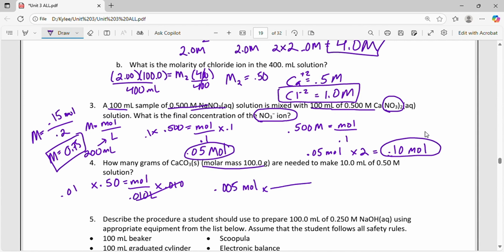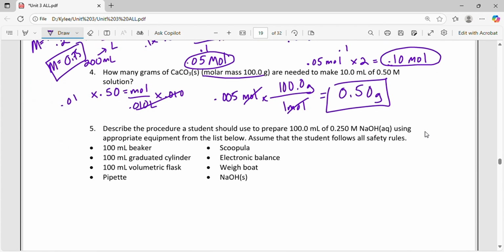And then to get that to mass, I am going to multiply by the molar mass. Remember, the molar mass is in grams per mole. Moles and moles cancel. So that's going to end up being about 0.5 grams.